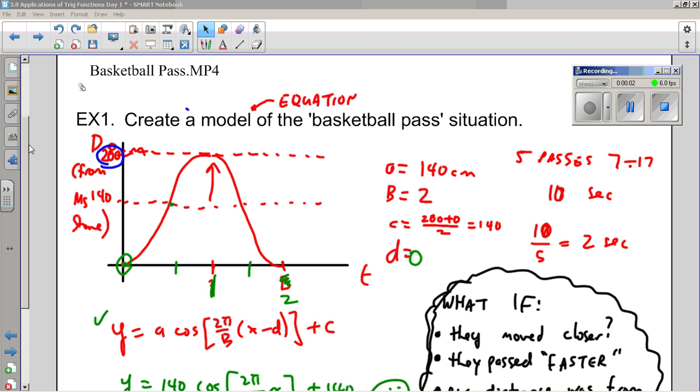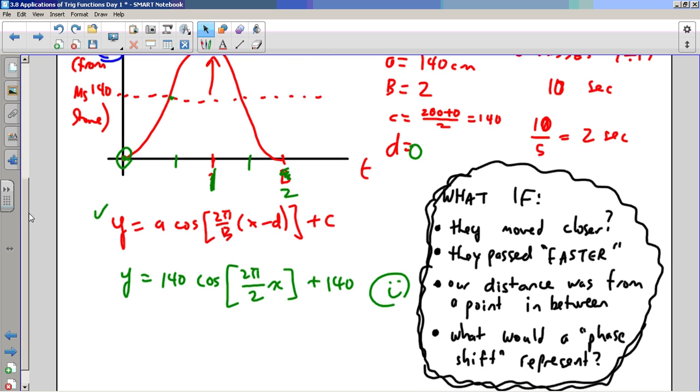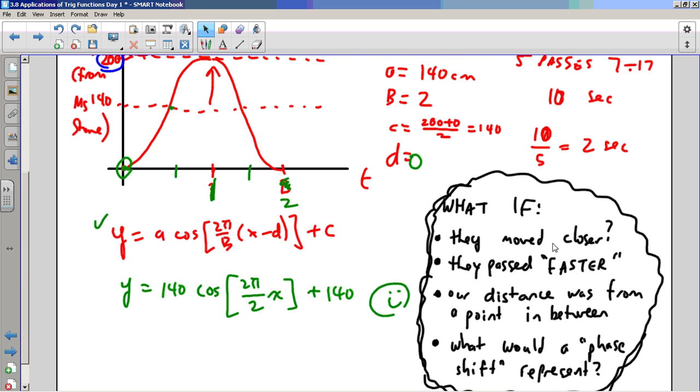Okay, here we go with part two, and we're not done with the basketball example yet. We're going to go through very quickly a couple of the what ifs. What if we change some stuff? So in this situation, if they move closer, what would happen? Well, what would happen to the graph? What would happen to the equation?